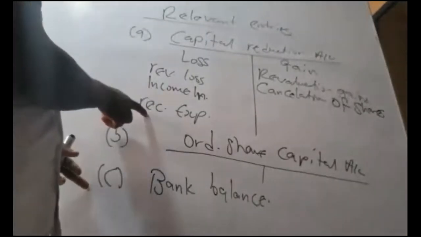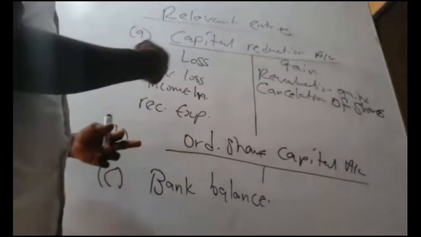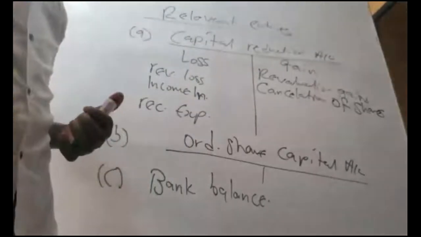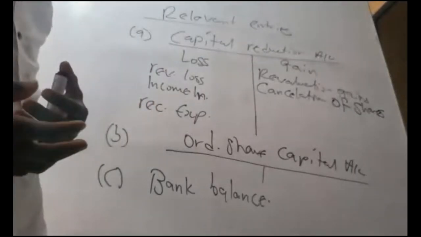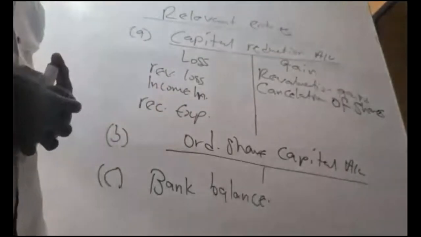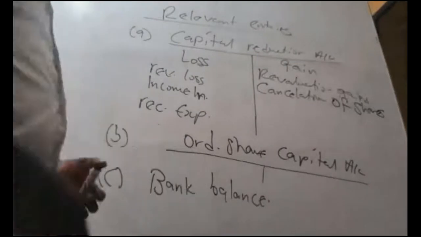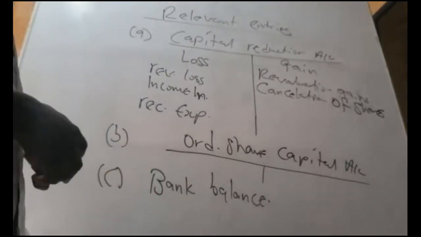You have to pay the reconstruction expenses. Raising of new shares, they will bring funds. We are going to pay some of the overdraft, some of the liability. The present one, we have to pay them. So we need the bank balance afterwards. So these are the entries.